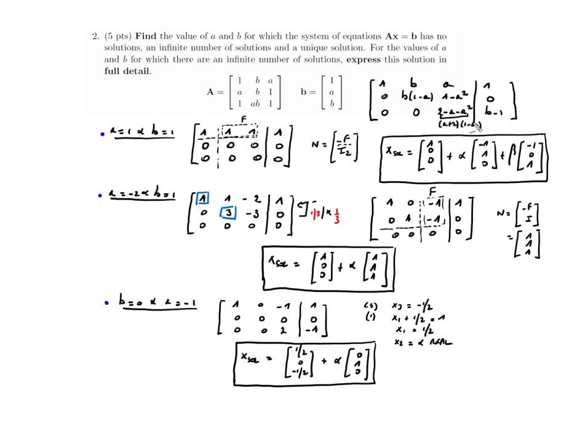And if you inject the values of A and B, this is what you obtain. The particular solution can be read over here. And now we have to find the two solutions that correspond to the null space of A, and therefore we have to construct this matrix over here.